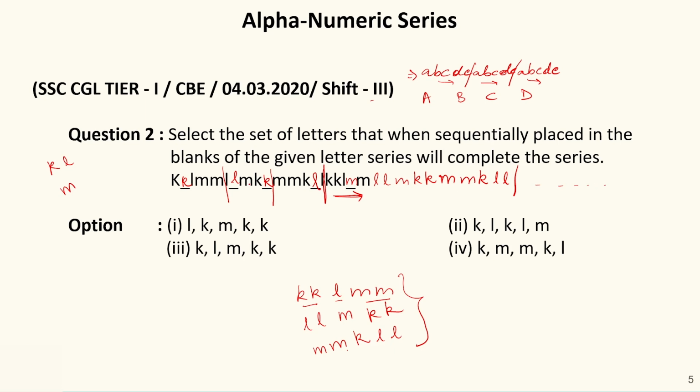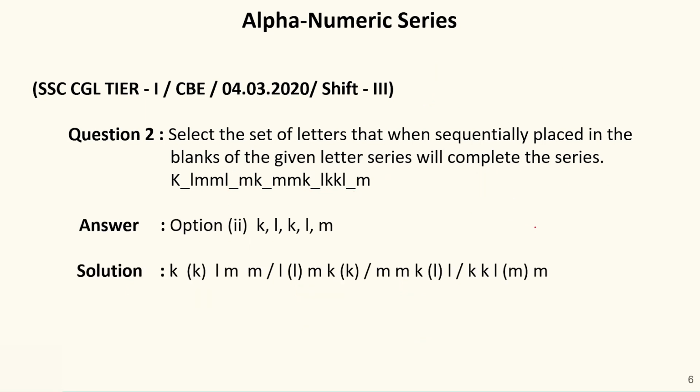Something like this. So if I look at these fill in the blanks, we have K, L, K, L, and M. Do I see it in any of the options? Yes. In option number 2, we have K, L, K, L, and M. So let us check if this is the answer. Yes, this is the answer. So we basically break the series into 4 parts and then try to find the answer to such questions whenever we see a long series like this comprising of only small cased alphabets.